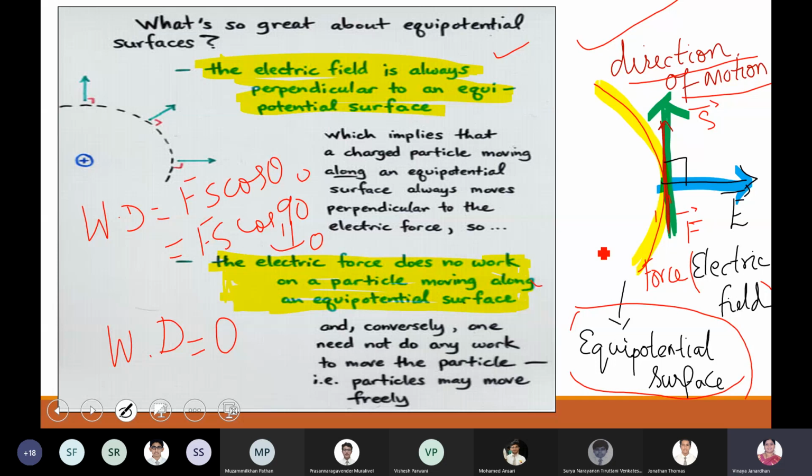So look at the statement. The electric force does no work on a particle moving along an equipotential surface, right? This is one way of solving. There is one more way of solving. We'll go for that. The electric force does no work on a particle moving along an equipotential surface. Is that clear, boys? Shall we go for the numerical?